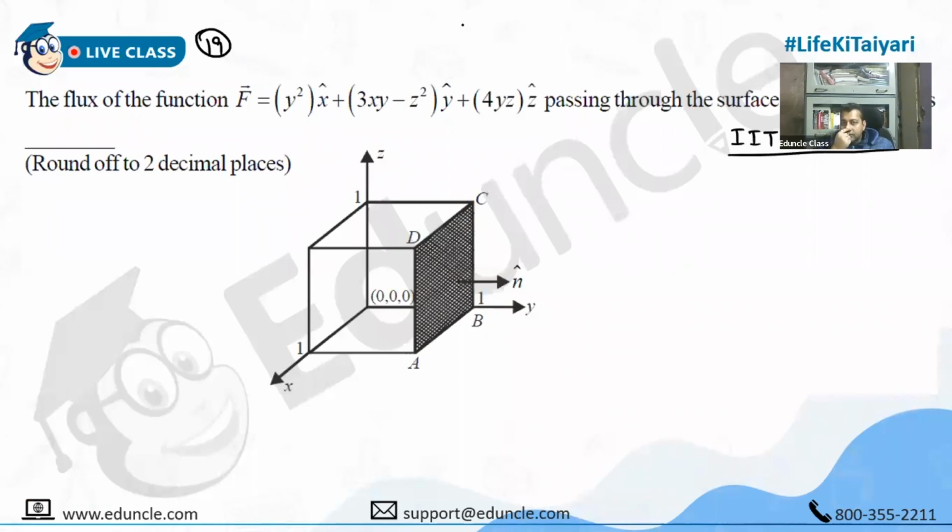Flux of the function. The function is given, you have to find the flux. So it is an area integral, nothing else, and the phase is also given. The direction of the normal vector is also given.